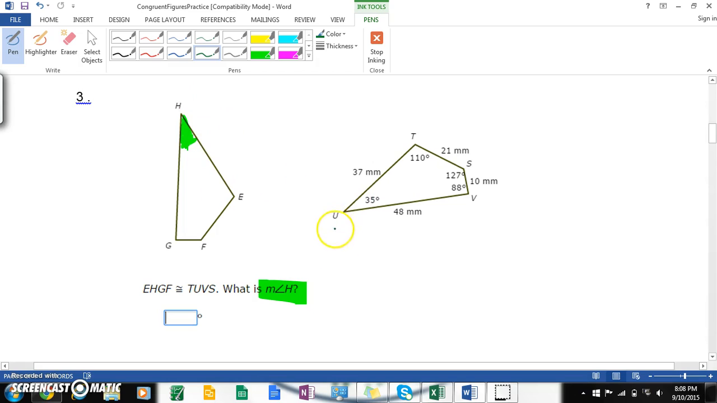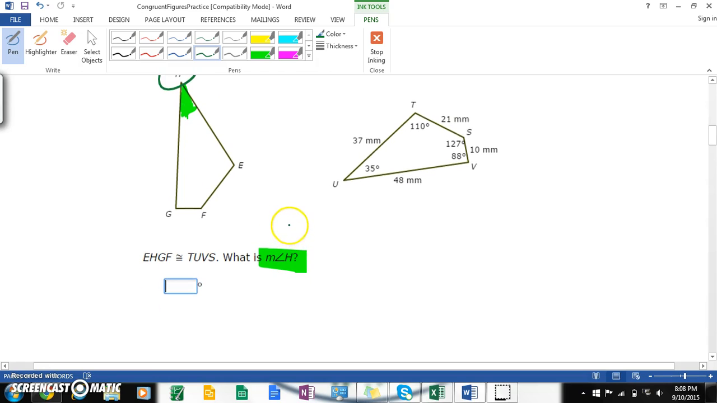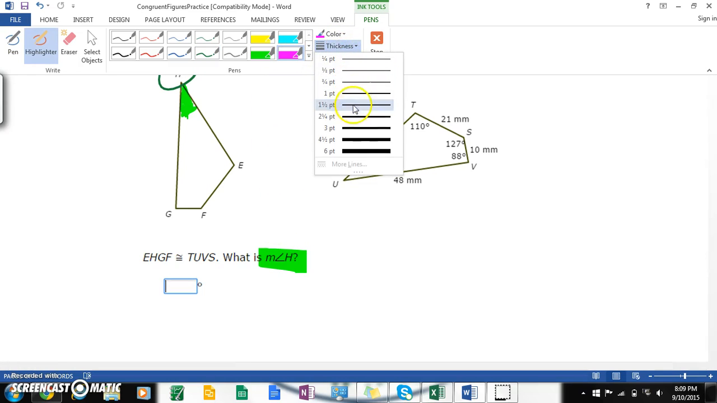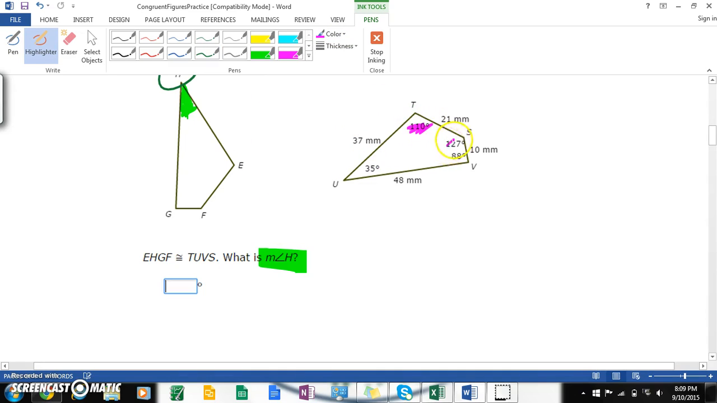If we look here, we know E is going to correspond with T, F is going to correspond with S. That's a little hint of what it might be. G corresponds with V, so think about what's left. Think about what angle is going to correspond with H. That will give you the angle measurement. The angle measurements are the degrees, so you're going to pick one of these numbers inside here. One of those should go in that box.